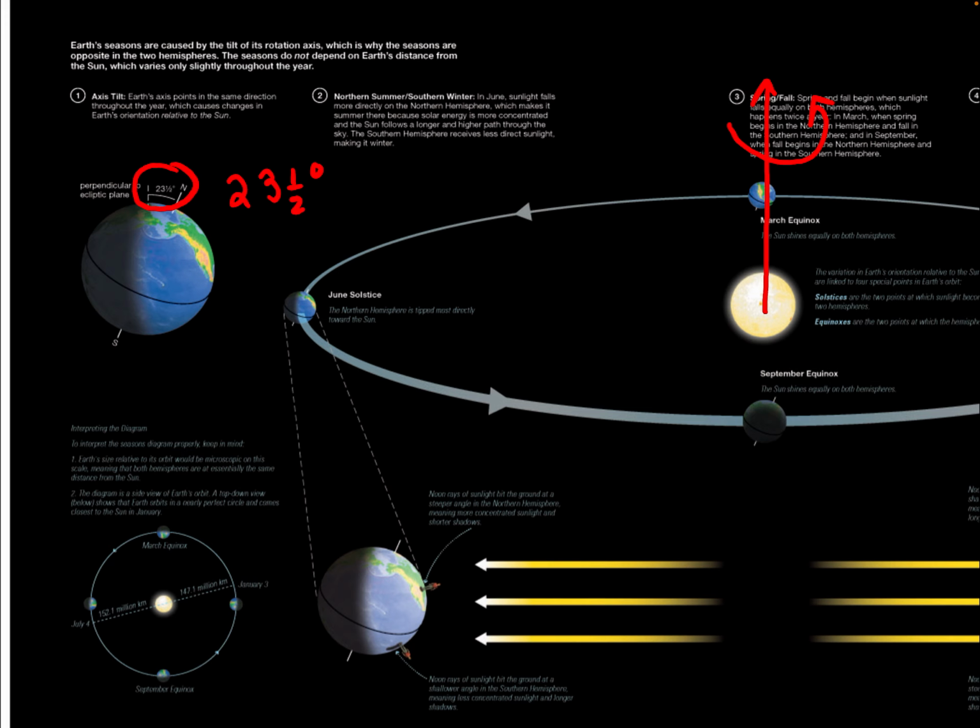Okay, it results in effects like the North Pole having many days of constant sunlight where the sun never sets, and many days of perpetual darkness where the sun never rises. And likewise in the South Pole, but at opposite times of the year.